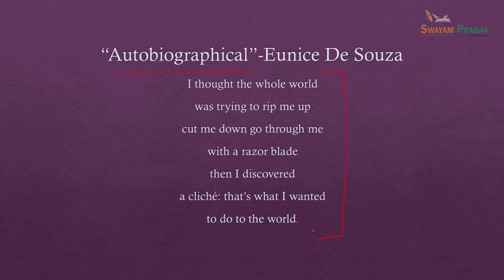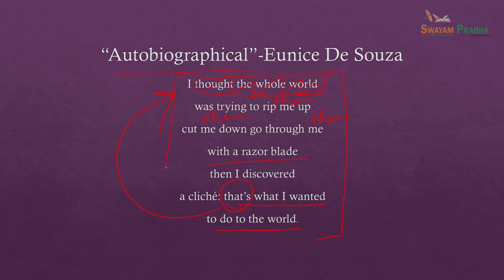This poem, you can also read it from the bottoms up. Bottoms up means that's what I wanted to do to the world. What did I want to do to the world? This last sentence goes back to the first one. If you just ask, what did I want to do to the world? You just delete this portion. I was trying to rip them up, cut them down, go through them with a razor blade. Then I discovered a cliché.